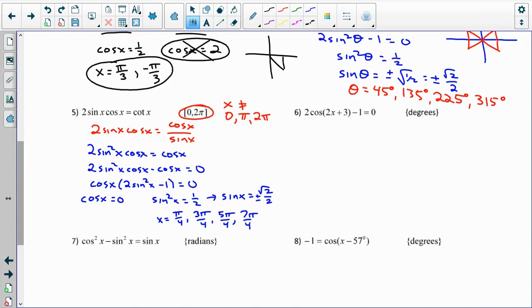Then cosine of x equals 0. Well, I'll draw a little picture. Cosine of x equals 0 when x equals pi over 2 or 3 pi over 2.